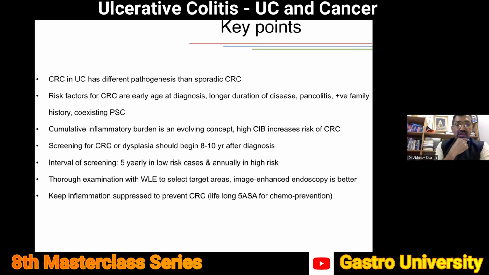The screening for colorectal cancer dysplasia should begin 8 to 10 years after the diagnosis. Interval is 5 years in low risk, annually in high risk, and 2 to 3 years in intermediate risk. Thorough examination with white light endoscopy to detect target areas, then targeted biopsy. If we have image enhanced endoscopy, then the yield rates are even better. And we have to keep inflammation suppressed to prevent CRC. Lifelong ASA should be advised, and the patient may need chemotherapy.